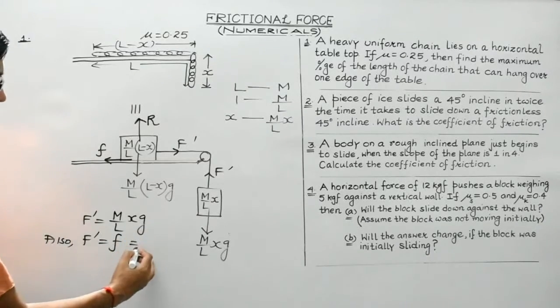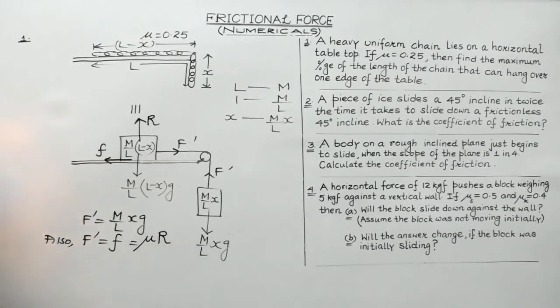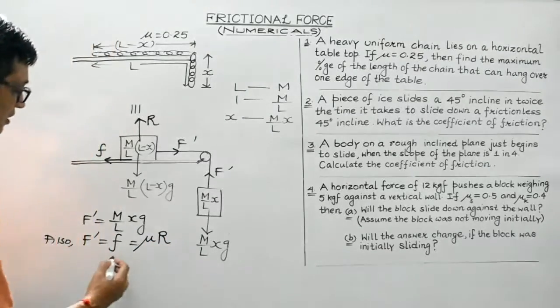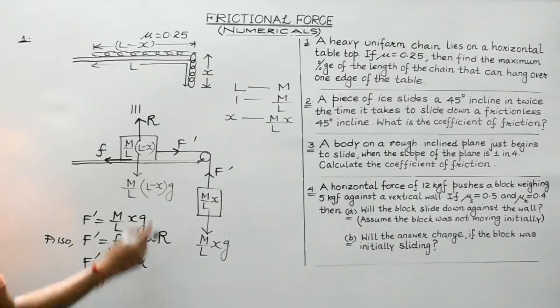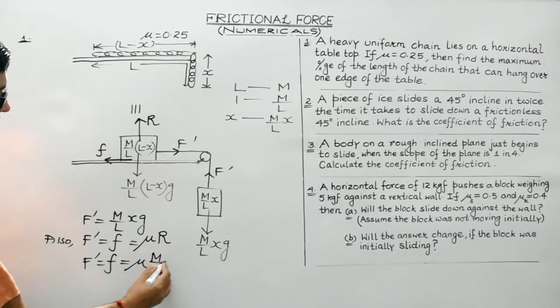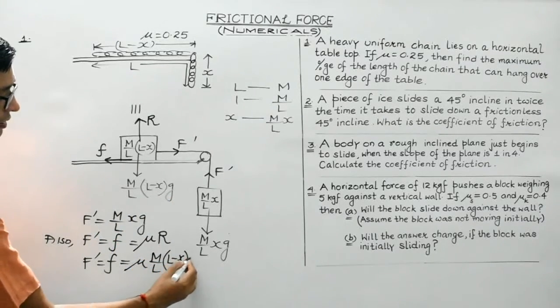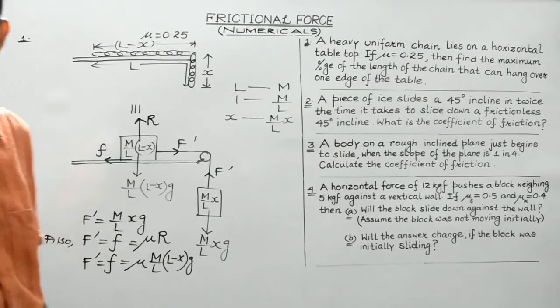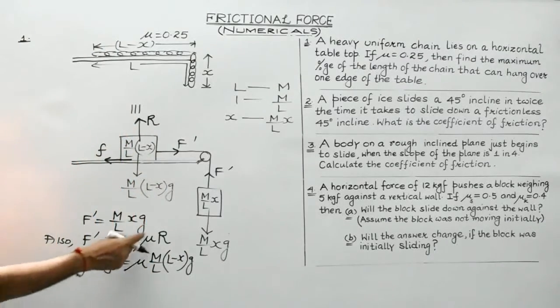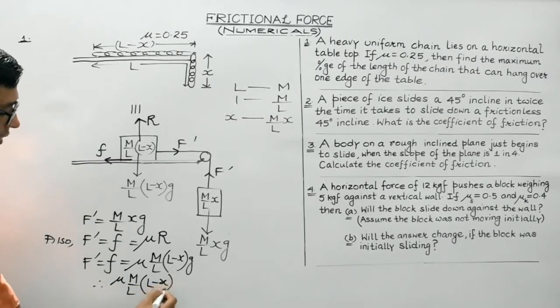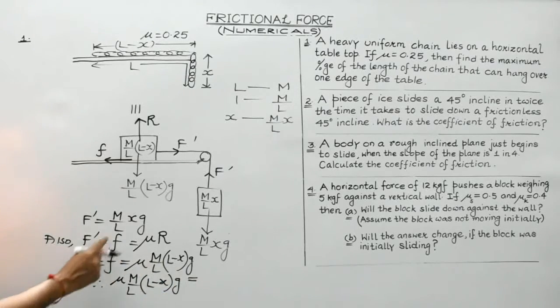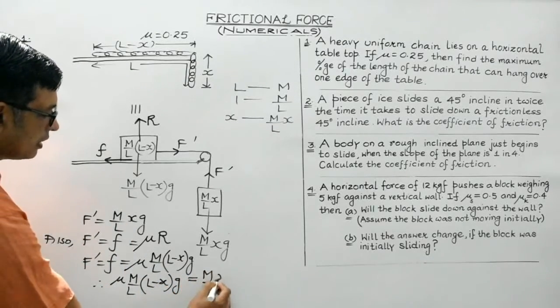And force of friction, you are aware, is equal to mu into R. Make use of the laws of friction. So F dash is equal to small f, which is equal to mu R, and R is balanced by (m/L)(L minus x) into g. Clear, students? Now, equating these two equations, we get mu (m/L)(L minus x) into g is equal to F dash, which is (m/L) x into g.